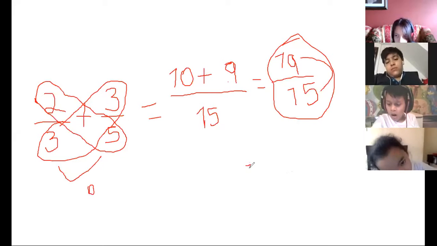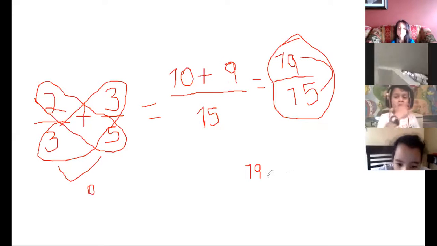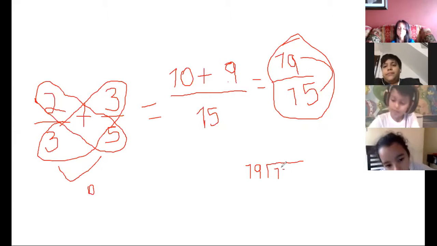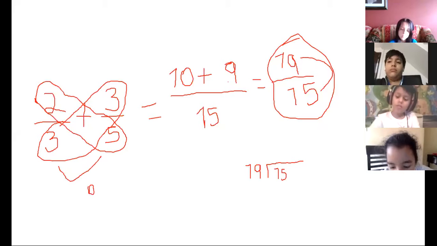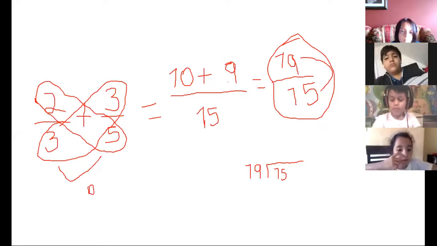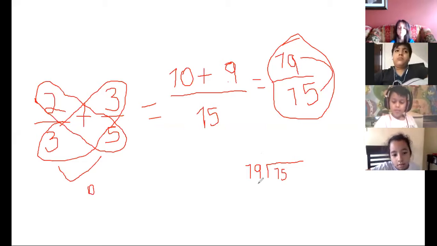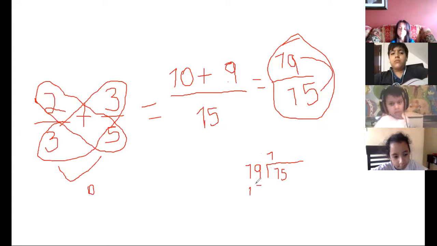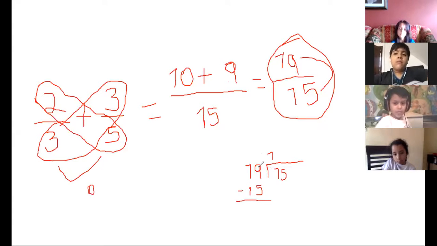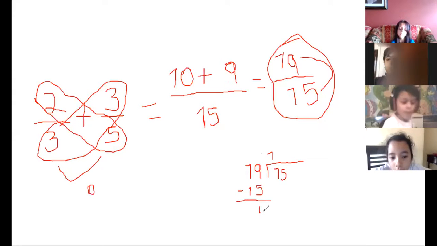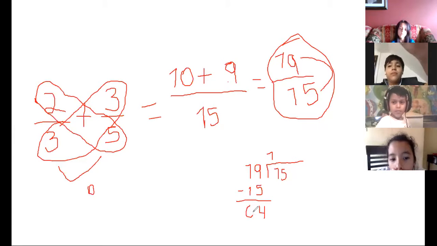So I have 19 divided by 15. How many times does 15 fit in 19? One. Just one. So I'm going to write one and then subtract. I write 15 here and subtract. What happens if I subtract 6 from 9? It would be 4. And 1 minus 1 is equal to 0. So I have here a remainder of 4.